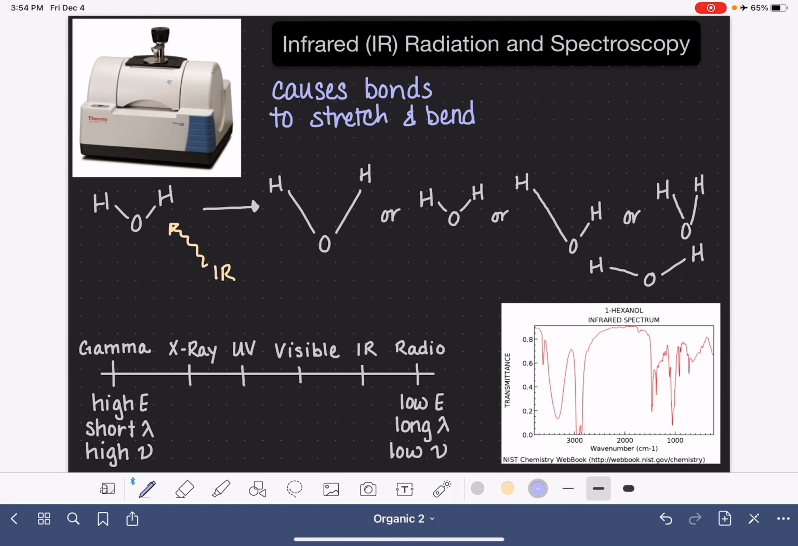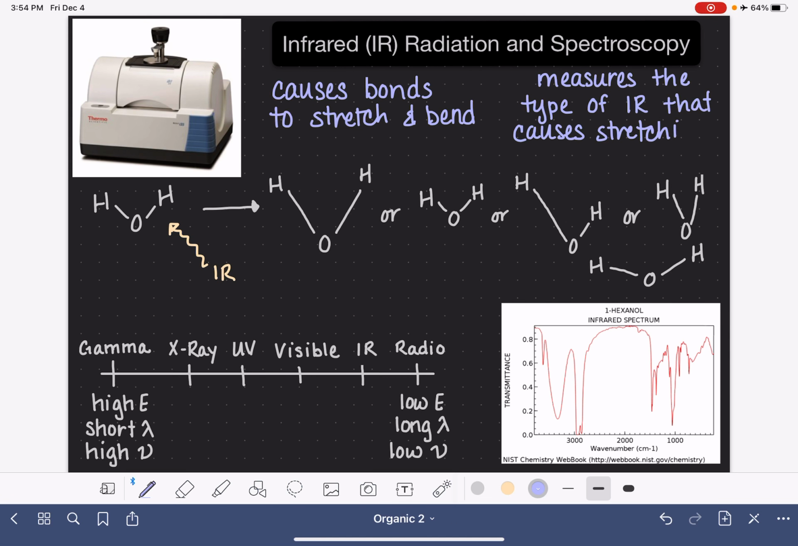So infrared spectroscopy measures, we're going to call it, the type of IR that causes stretching and bending.